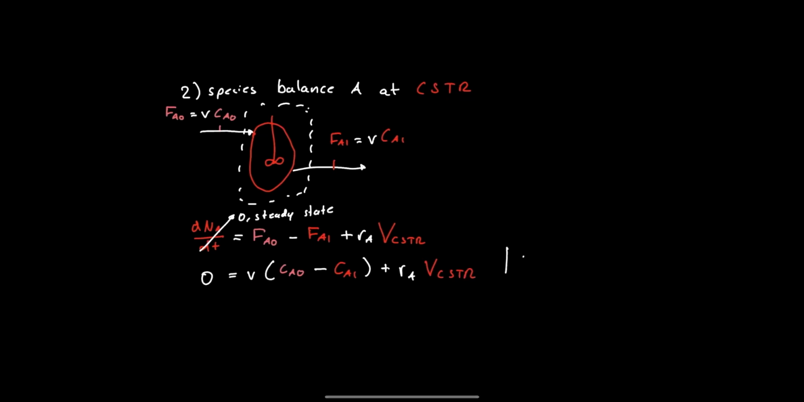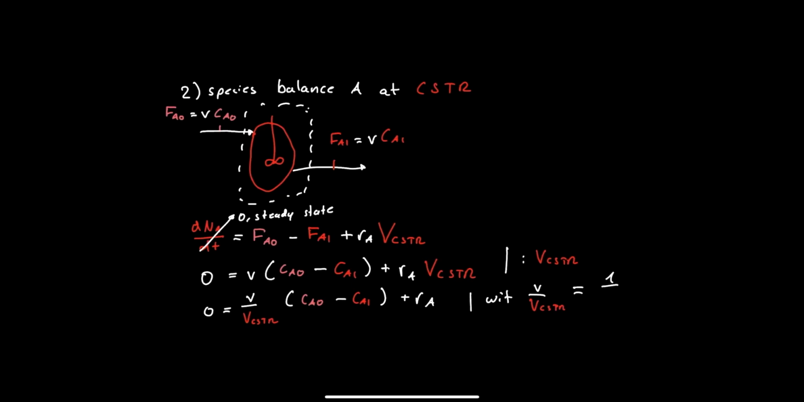So in the next step, we will divide our equation by the volume of the CSTR. So 0 is going to be equal to the volumetric flow rate divided by the volume of the CSTR times the concentration of the species A at the inlet CA0 minus the concentration of the species A leaving our system CA1, plus the reaction rate of species A. And with the volumetric flow rate divided by the volume of the CSTR, we can summarize it as 1 divided by the mean residence time of the CSTR.